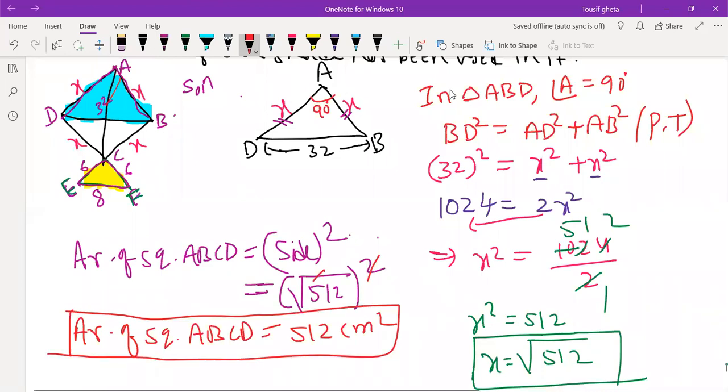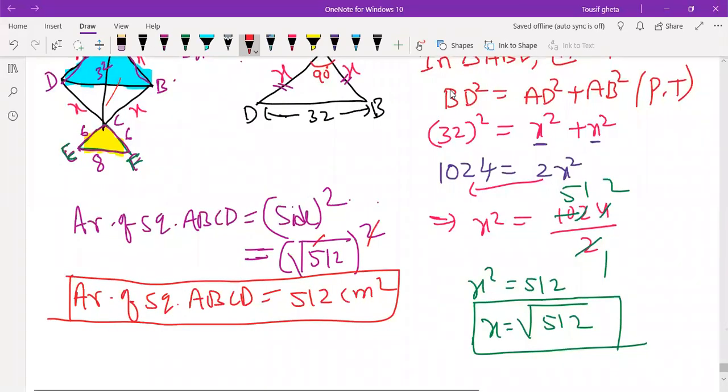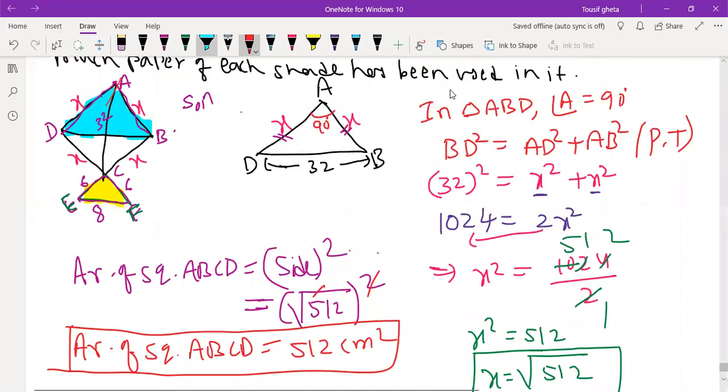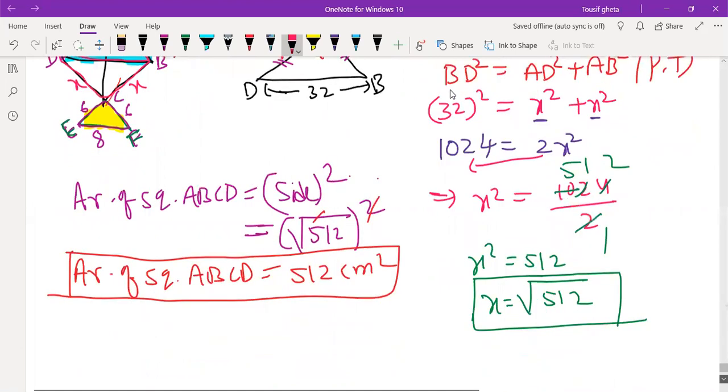So we got area of square, but we do not want area of square. We want the each part area. So let us find out the first part and second part. Both the part area is equal. You can see that this is ABCD. ABCD is the area of a square. If we get area of square, it is divided into two parts, so just divide area of square by 2, you will get both the part area.